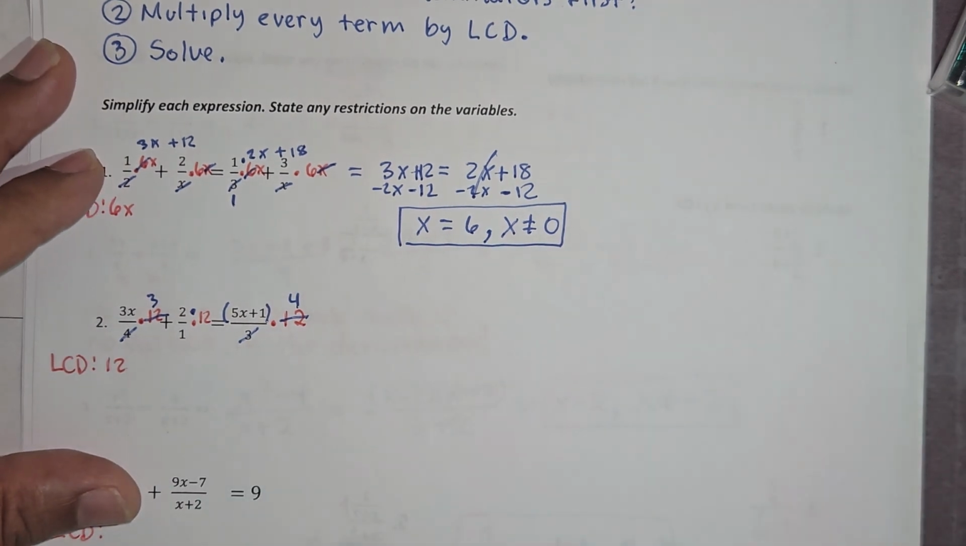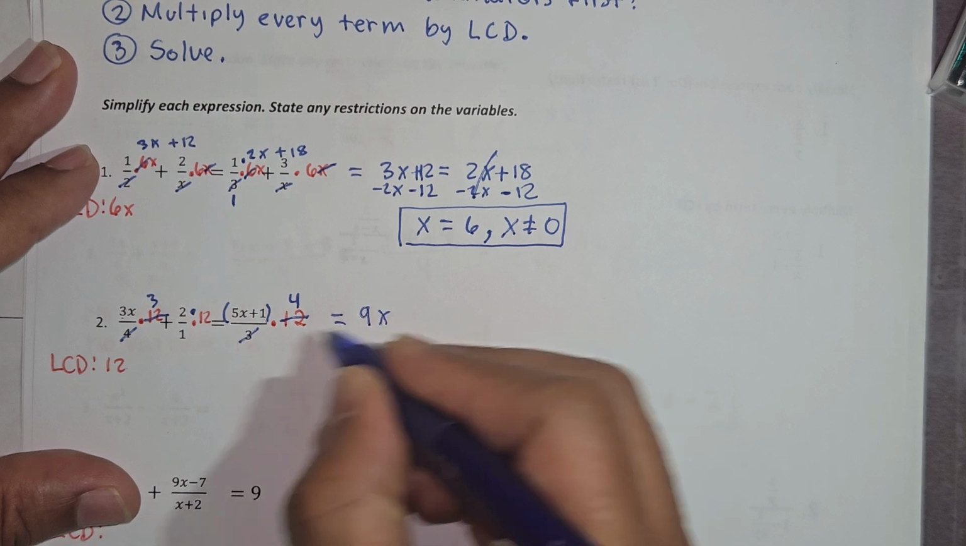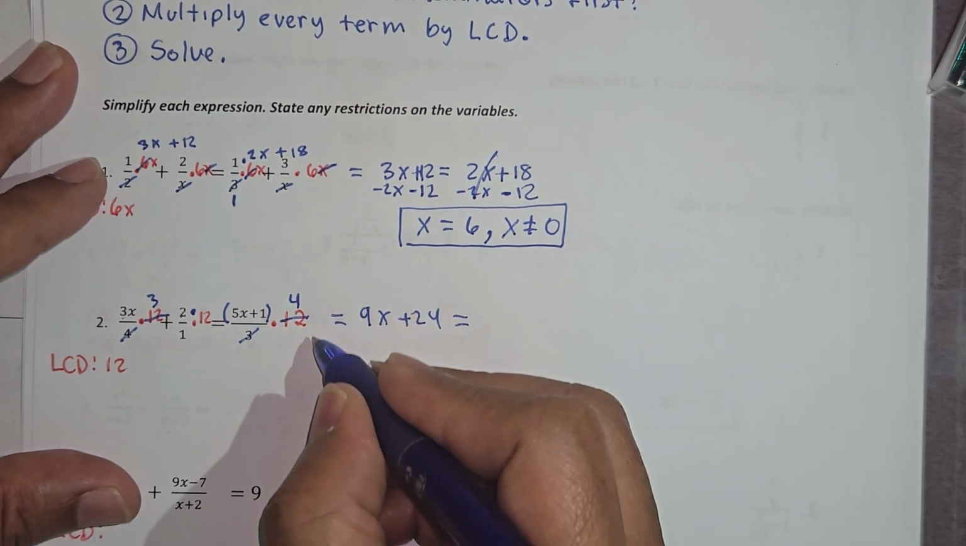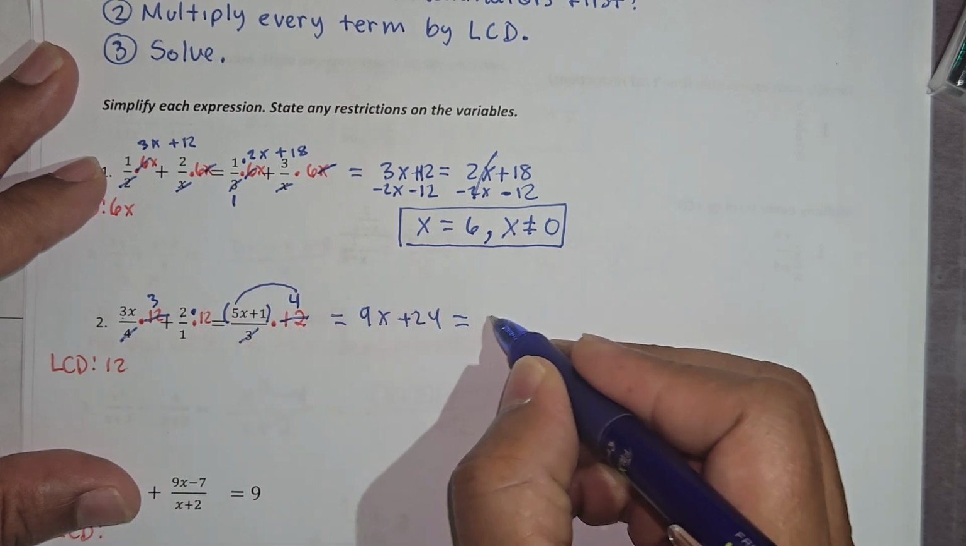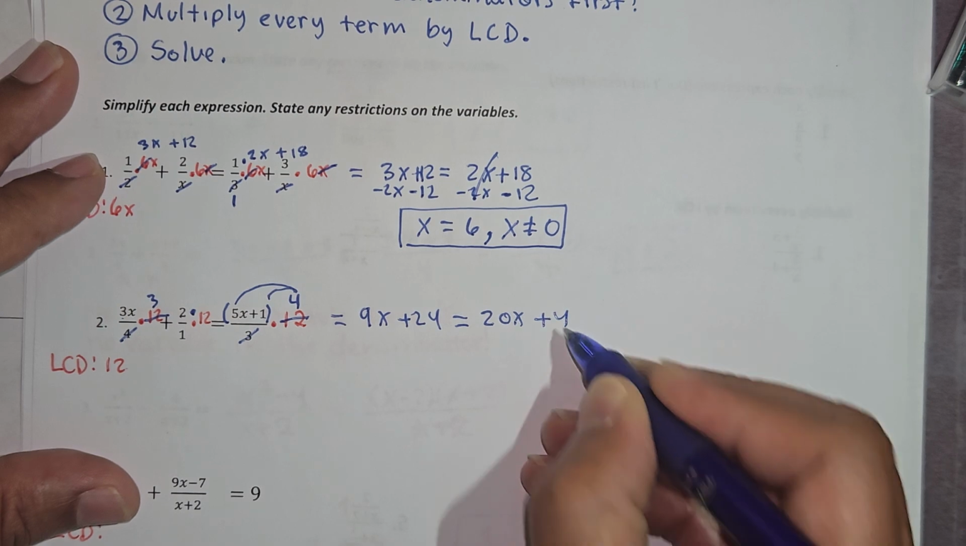Okay. So then the equation becomes 3x times 3, that's 9x, and 2 times 12, that's 24. And this equals, okay, distributing this 4 to the 5x, that becomes 20x, and 4 times 1 plus 4.